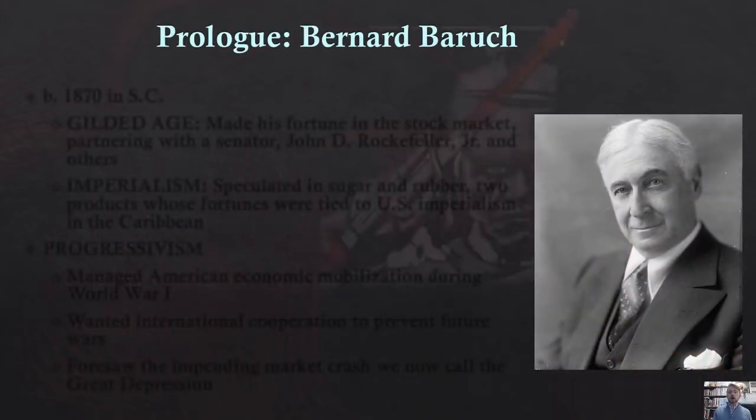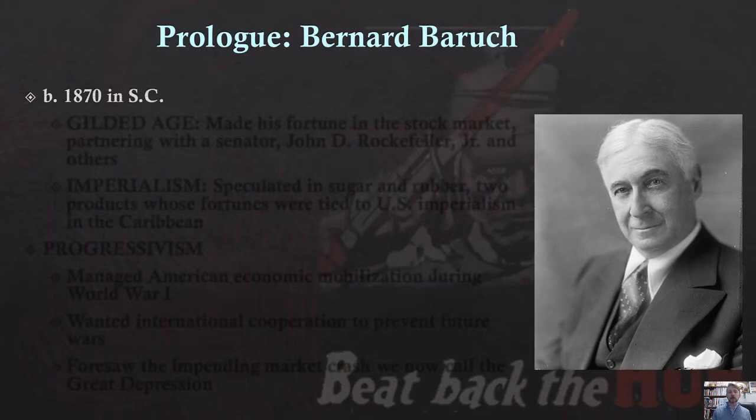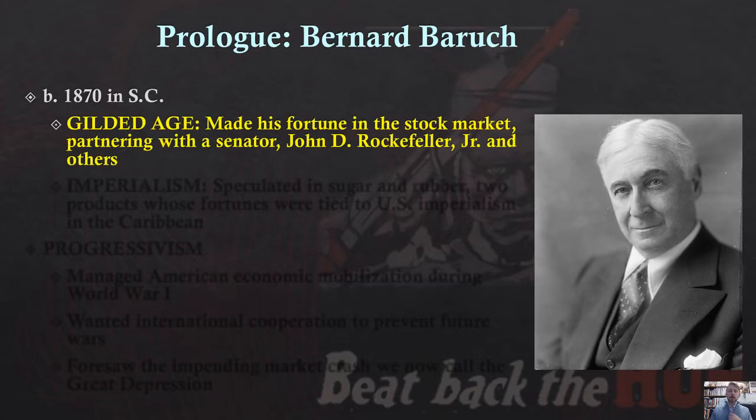In my prologue for this lecture, I want to focus on a person who branches and bridges all of the eras we've studied so far. Bernard Baruch, who's born in South Carolina in 1870, is a Gilded Age figure in that he makes a fortune in the stock market, partners with a senator, John D. Rockefeller Jr., and others to become a very wealthy man.